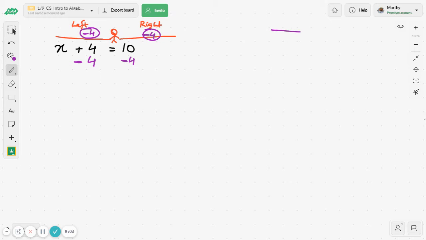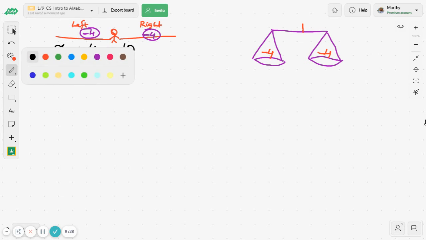In my previous class, I explained the simple balance. Whatever you take on the left pan, the same values are to be taken on the right pan. Here, if I take negative 4, the other side also has to take negative 4. We discussed this in the last class, so I'm not going to spend much time on it.